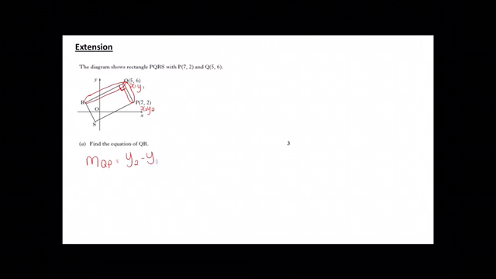So remember your formula, y2 minus y1 over x2 minus x1. And I can then start to substitute in. So I've got 2 take away 6 over 7 take away 5. 2 take away 6 gives me -4. 7 take away 5 gives me 2. So I've got -2 as the gradient of the line QP. Looking at the line QP, that makes sense. It's clearly a negative gradient and it is pretty steep. So QR is perpendicular to that line.